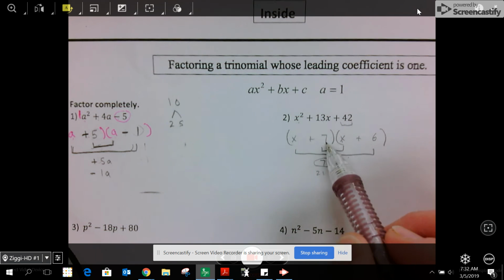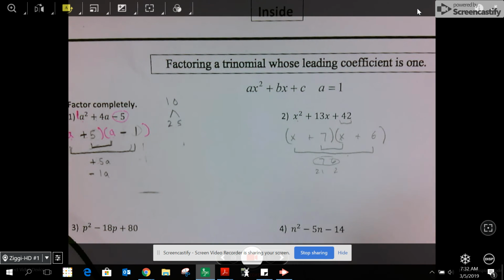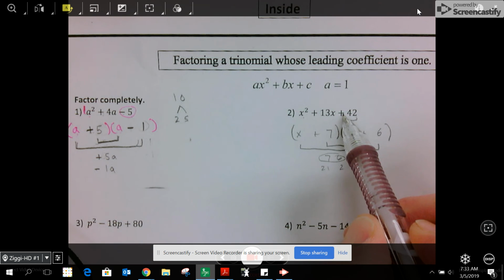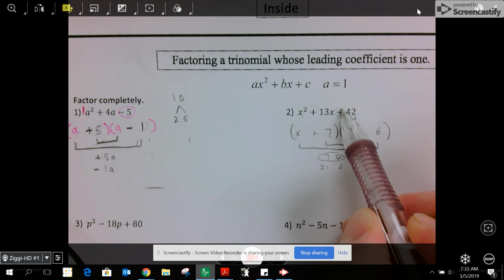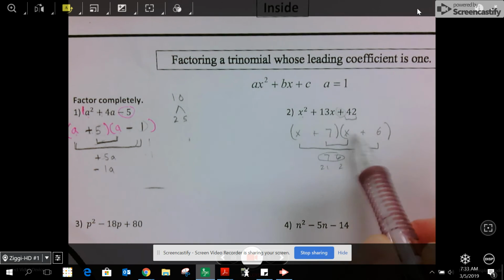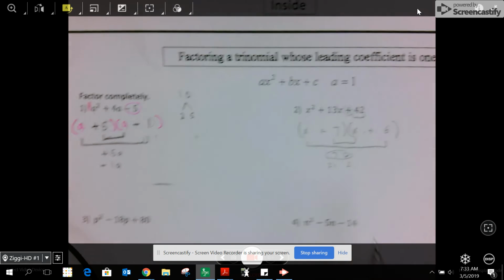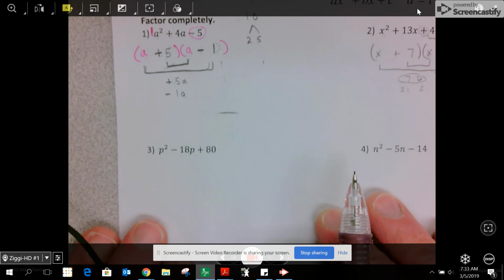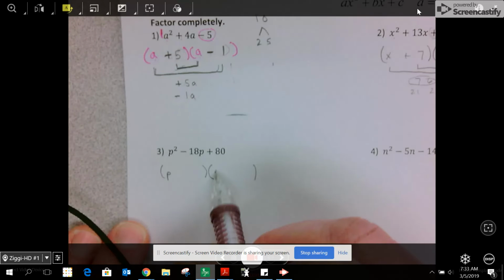Okay, next one, p squared minus 18p plus 80. Get in there what you know. I know I have to have p and p because that gives me p squared. And then for 80, I can have 10 and 8. I could have 40 and 2. All kinds of combinations, I'm not going to keep doing all of them because at some point I got to stop and check. If I can get something that's kind of in the middle where they're both about the same, that's what I'm going to check first.